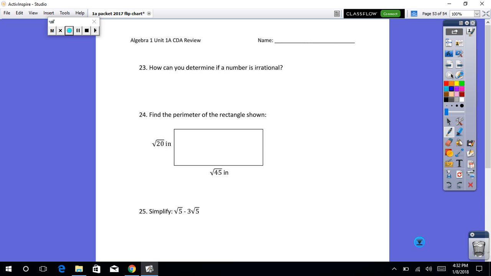Okay, how do you determine if a number is irrational? Okay, my method, if you cannot change it to a fraction, or if you cannot make a dollar amount out of it.